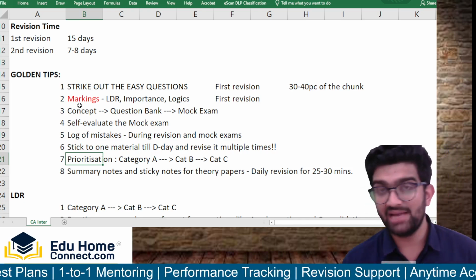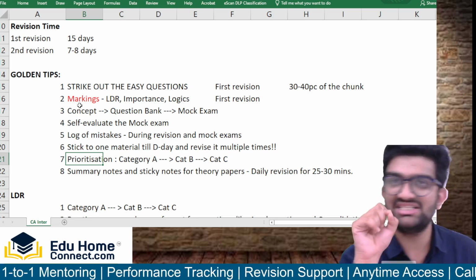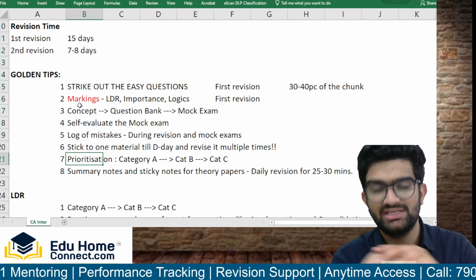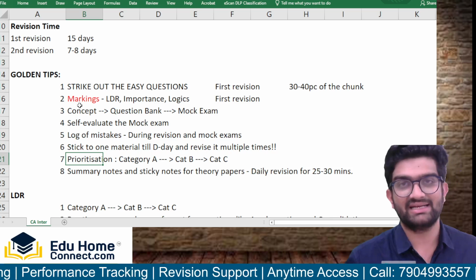Then I am not telling you to leave any particular chapter. Even you have to do category C chapters. CA and CMA, all of these are professional courses, and you never know when the institute tests even a category C chapter.